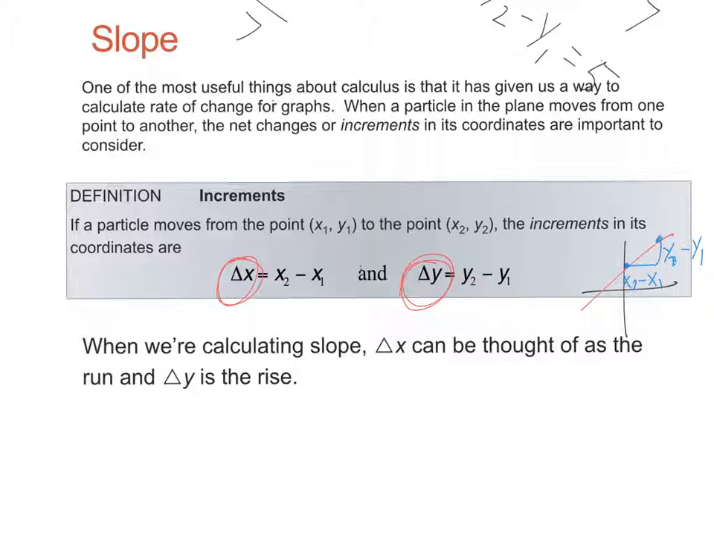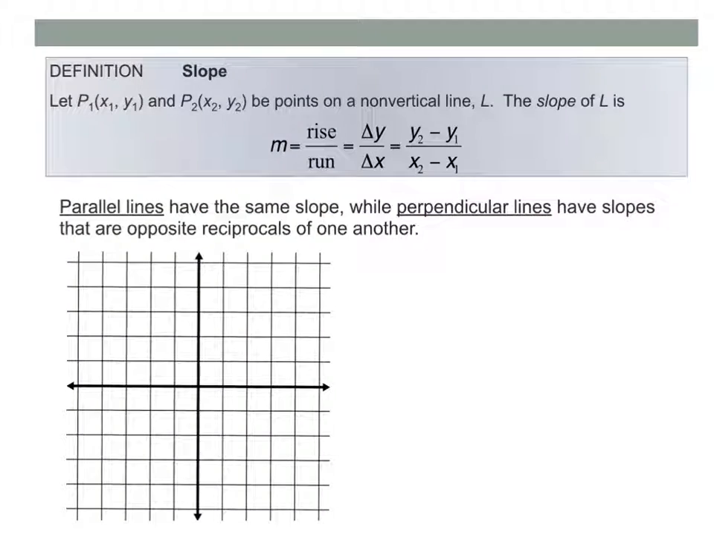Right? Okay. So yeah, calculating slope, delta x is the run, delta y is the rise. Please put rise on top, not run. Very common mistake, even for grade 12 students. Okay, so this is our slope formula, which you are all familiar with. You've all seen it before at some point in your life.